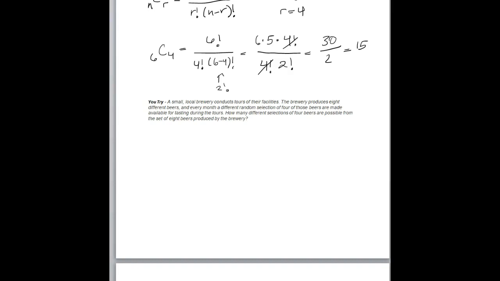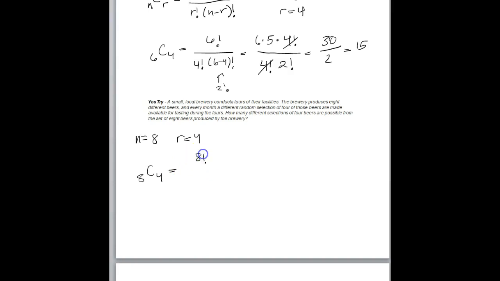A small local brewery conducts tours of their facilities. The brewery produces 8 different beers, and every month a different random selection of 4 of those beers are made available for tasting during the tours. How many different selections of 4 beers are possible from the set of 8 beers produced by the brewery? So our larger set that we're going to be choosing from is 8, and the amount that we're going to be choosing is 4. So we're just going to be doing 8 choose 4.